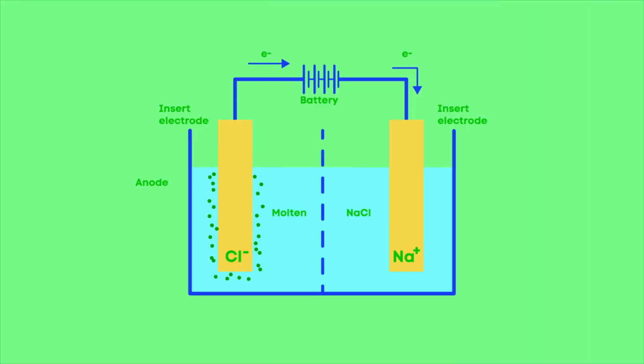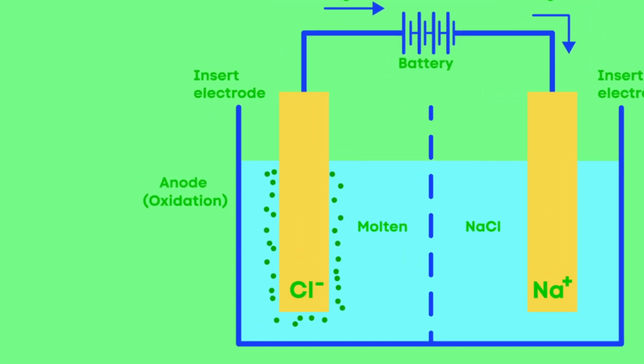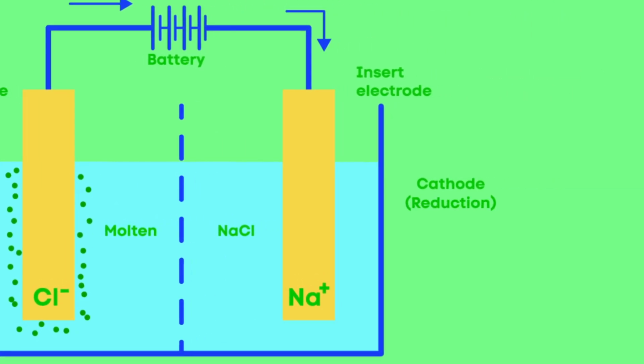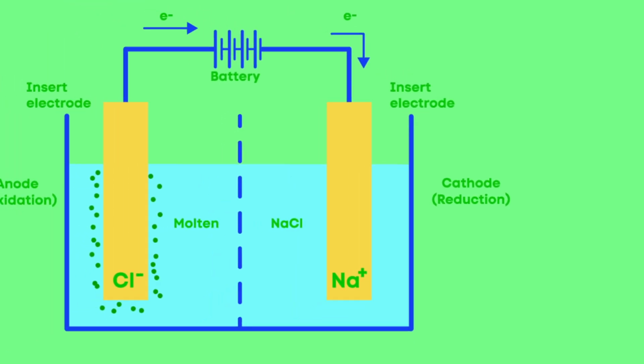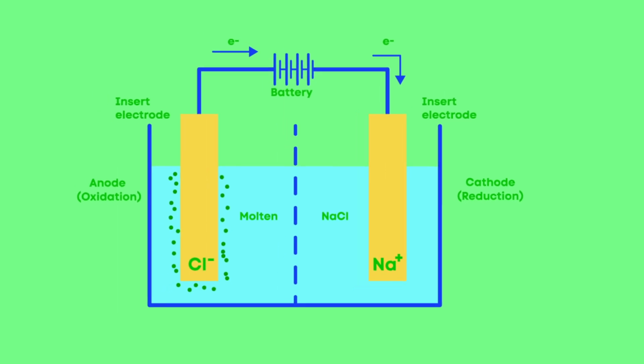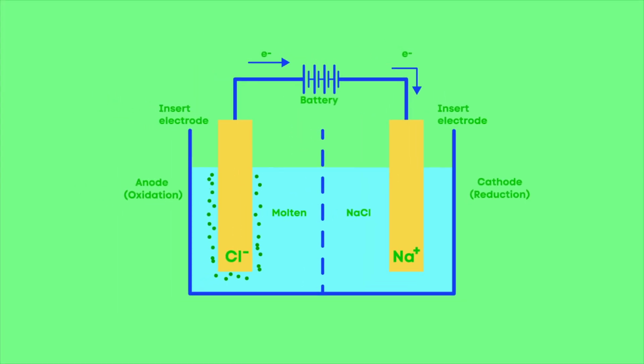The anode is still the site of oxidation, but in an electrolytic cell, it's the positive electrode. The cathode, where reduction occurs, is now the negative electrode. In this case, the external power source forces electrons to flow from the cathode to the anode, reversing the usual flow you see in an electrochemical cell.